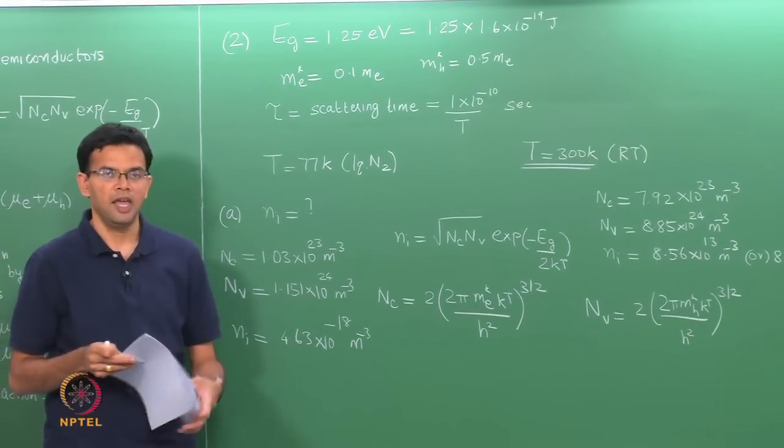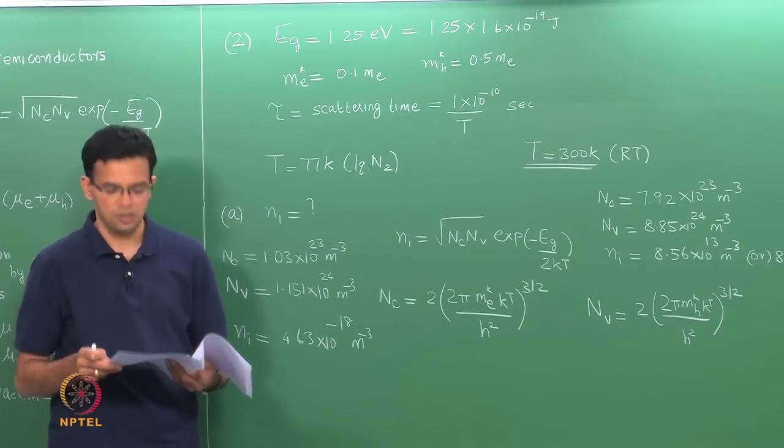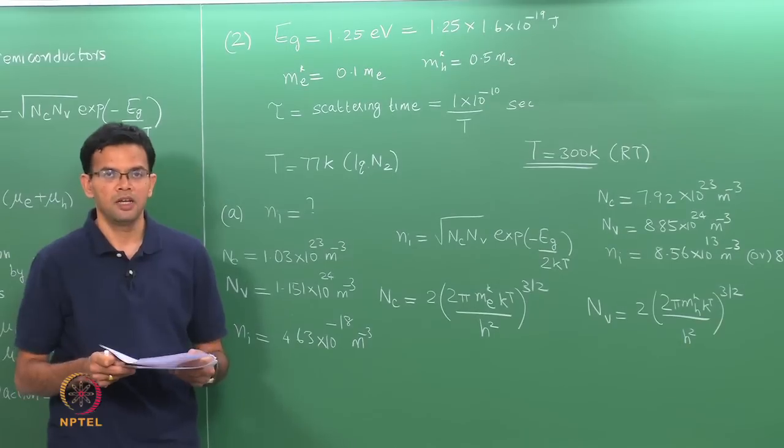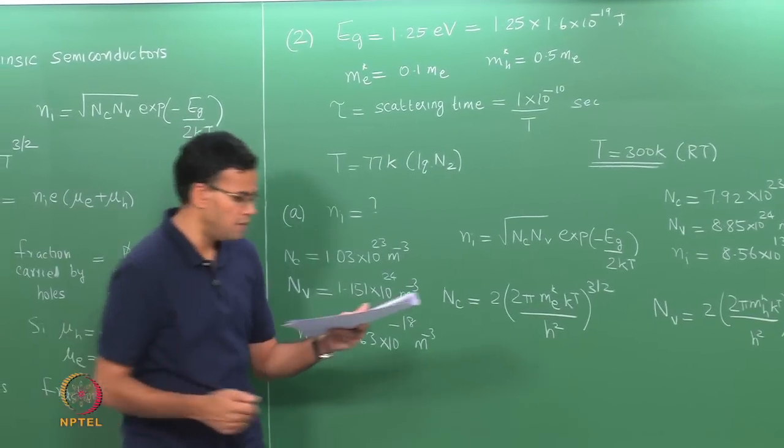So, this is part A, where we want to calculate the concentration of electrons and holes. Part B, we want to calculate the Fermi energy, or the location of the Fermi level.